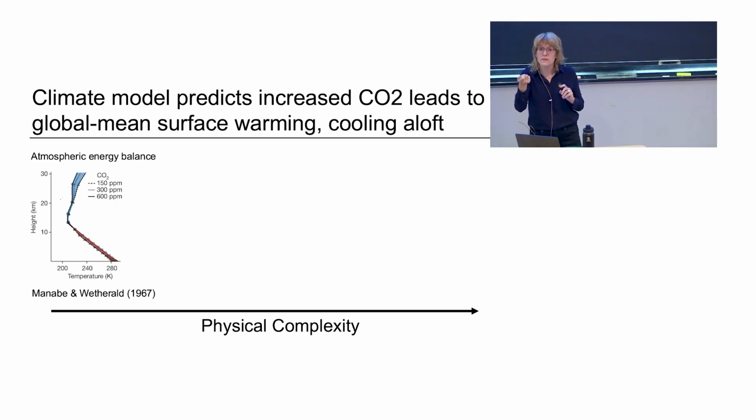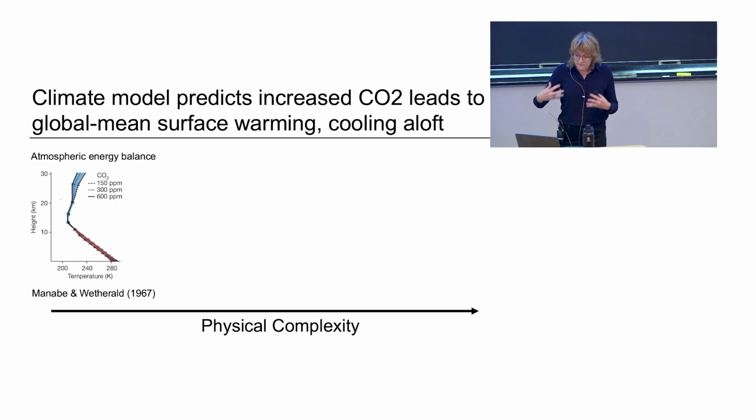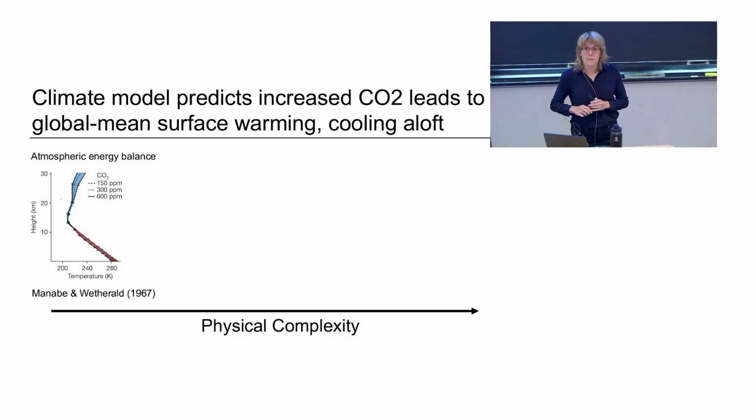As you dial up CO2, under this physical constraint of energy conservation, with these assumptions about radiation and convection, the upper levels of the atmosphere, the so-called stratosphere, cool, and the lower layers of the atmosphere, the so-called troposphere, warm. And it was very well understood in this model why this was happening. It was not a very complicated climate model.